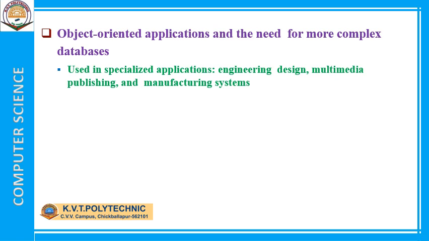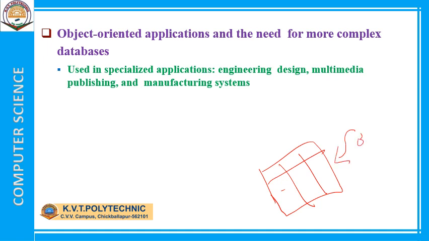Next is object oriented applications. In them, the data is also stored in the form of objects. Now it is not only simple data. So in the object relational model, objects are also stored in the database. Complicated data types, all those data in the form of objects, are also stored in the database.